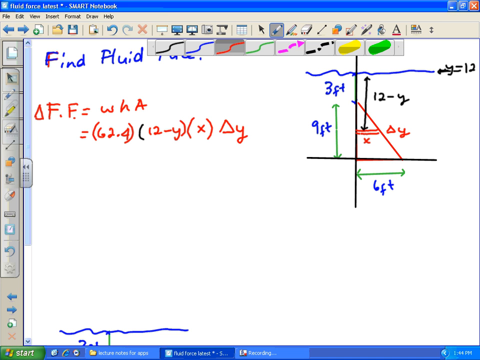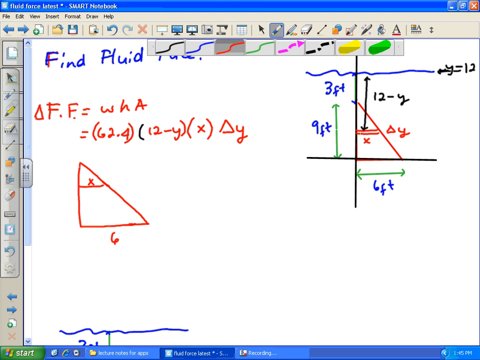So the only problem that we have to overcome here is writing x in terms of y. That's the tricky part about this question. Using just your regular similar triangles is not going to work. Here's why. Let me recopy that triangle over here. We have a situation like this. This is x. This bottom is 6.